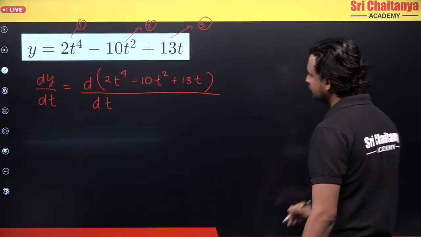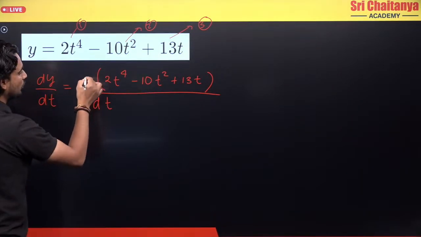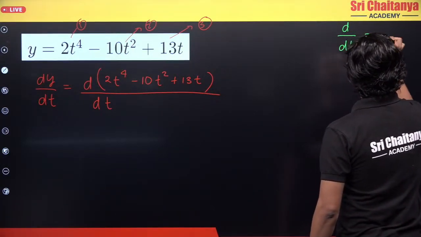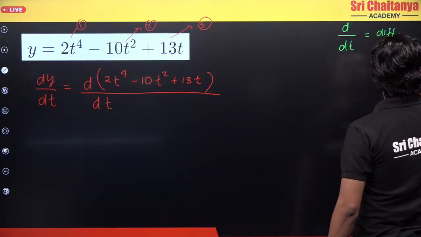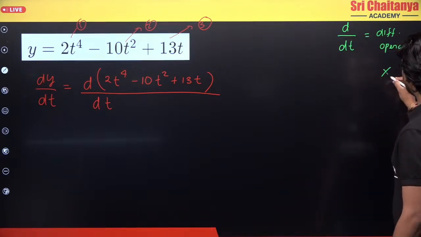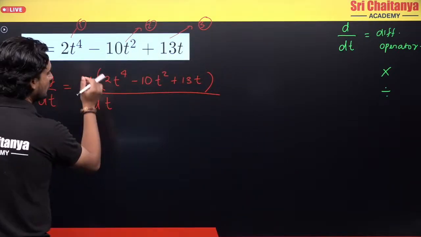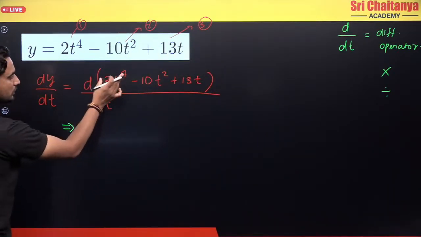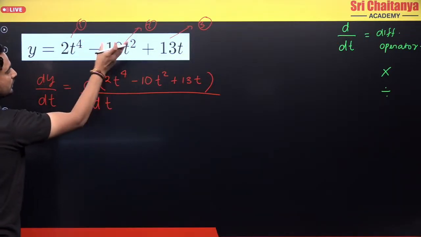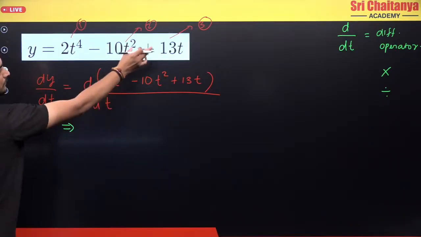If 3 functions are in addition, I can apply the differentiation operator, d by dt. What do you mean by operator? An operator is something which tells us what to do. For multiplication I use a cross, for division I use a division sign. These are known as operators, and for differentiation, this is the operator. So let's apply differentiation to each and every function, if I have two or more functions which are in a sum or subtraction.